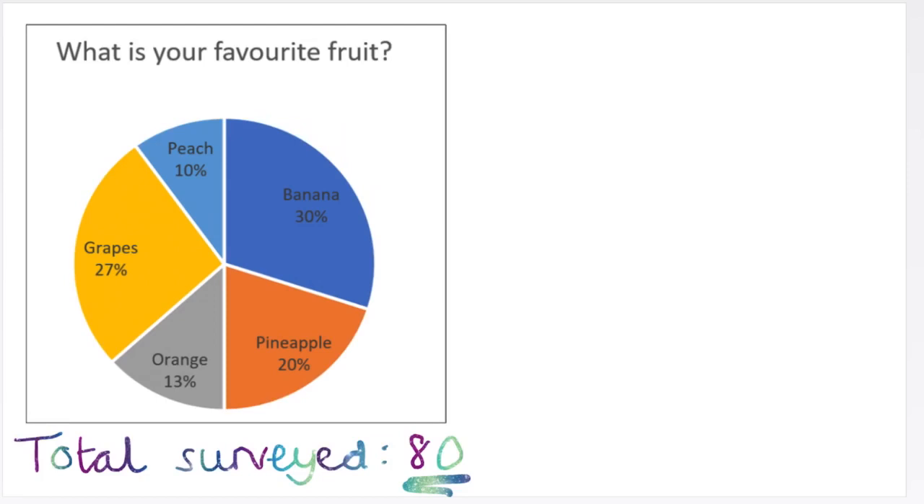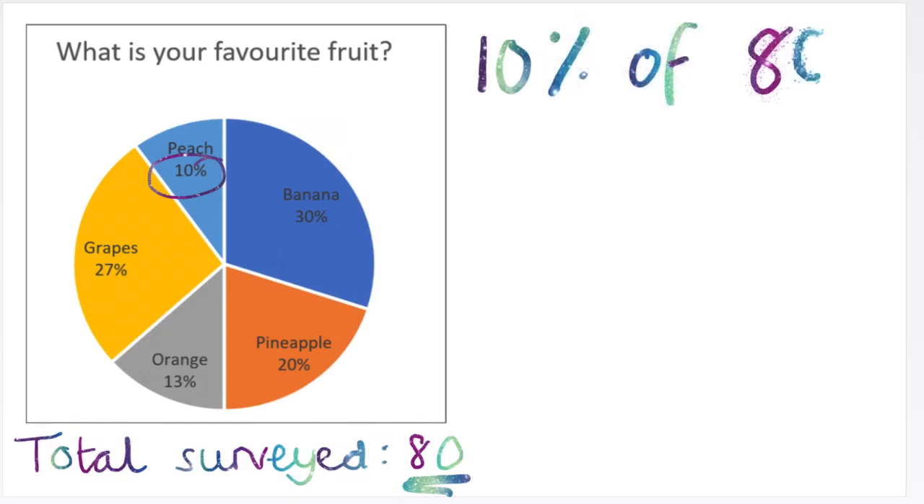So my question to you will first be, how many children preferred peach? So what I'm going to need to do to find out how many, not the percentage, I want to know the number of children, I'll have to convert this into a number. So what I'm going to have to do is find 10% of the whole, which is 80.